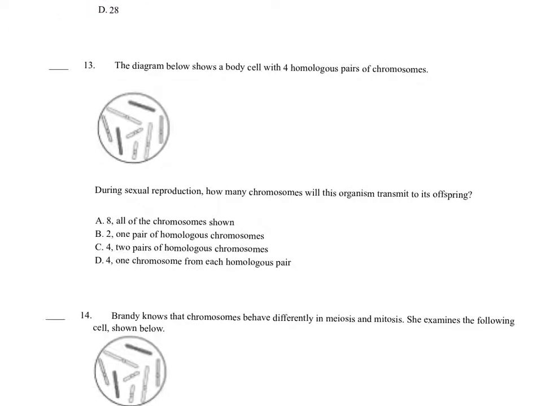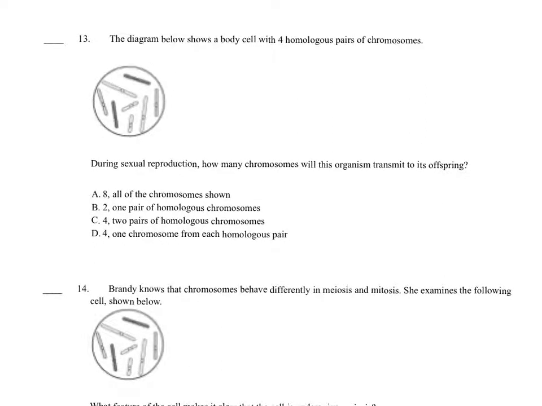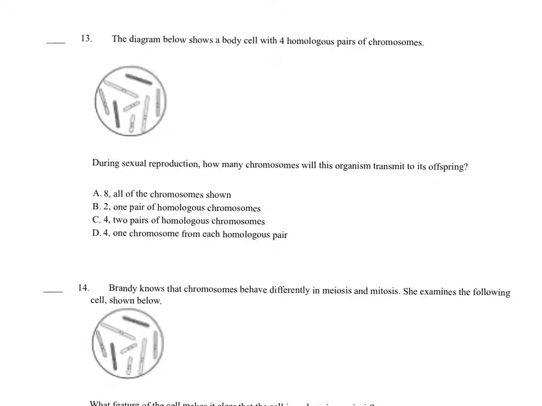The diagram below shows a body cell with 4 homologous pairs of chromosomes. So there's 4 homologous pairs. Do you see it? We call this, by the way, just so you know, a karyotype. So when you see the chromosomes and you organize them, we call them a karyotype.